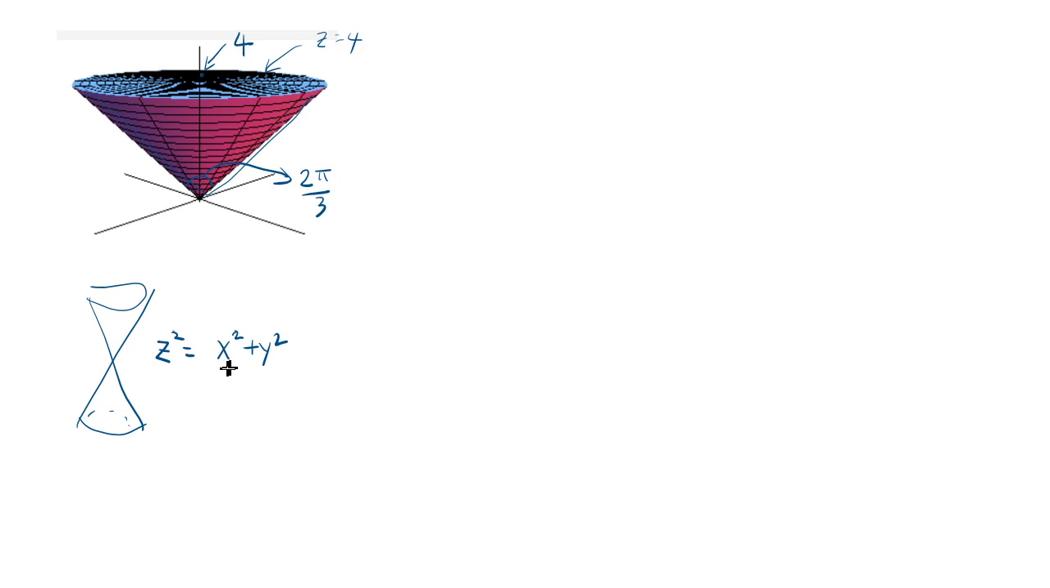So, for example, if you do xz trace, that means setting y as 0, then you get z squared equals to x squared, so z is equal to plus minus x. But what's that? That's like the 45 degree line, like that, right? So you get this as the xz trace, and the same thing happens for yz trace.